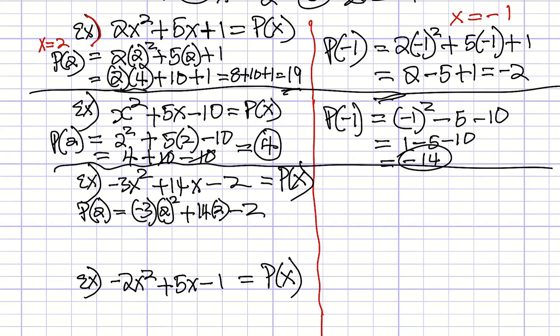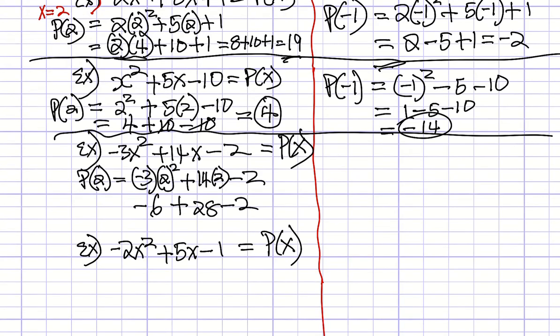It's 4 times, it's negative. That's 4. 4 times 3 is negative 6, plus, what is that? 28, negative 2. So that's negative 8 plus 28. So basically this is 20, okay? See that, right? And then this one, P(-1), okay?